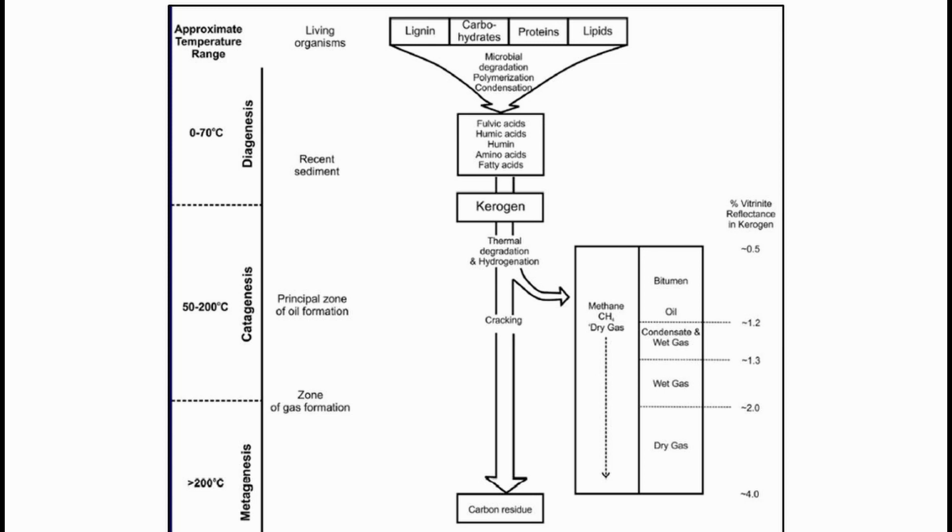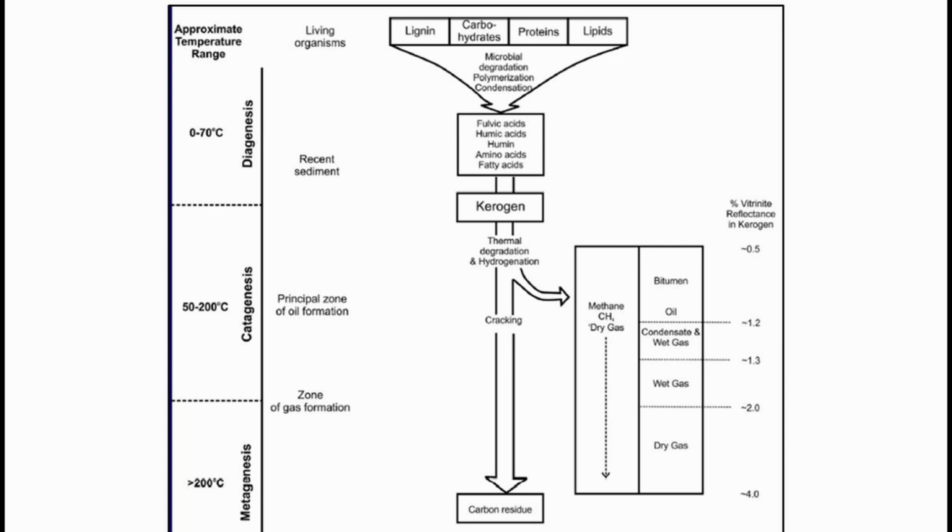Now you see a flow chart which shows the generation of hydrocarbon. For example, organic matter like lignin, carbohydrates, proteins, and lipids undergoes microbial degradation, polymerization, and condensation. Then it converts to fulvic acids, humic acids, humin, amino acids, fatty acids, etc. Then it is converted to kerogen.